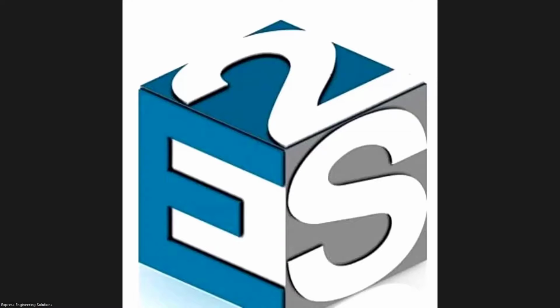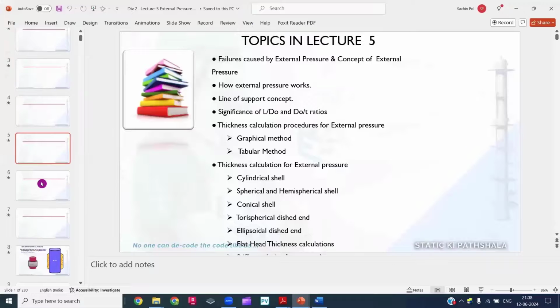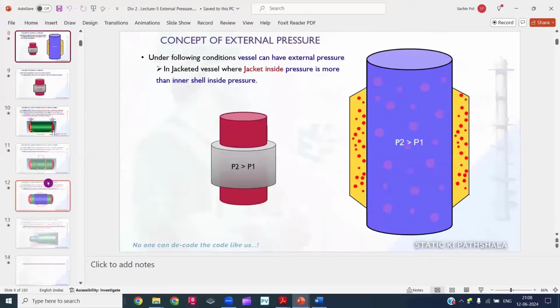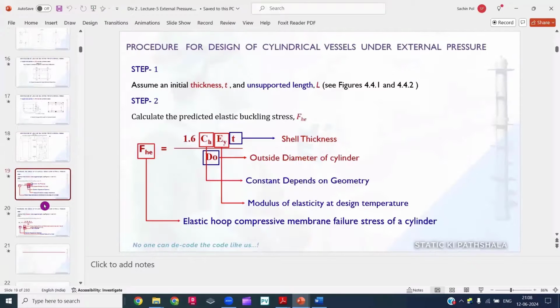So this is not just sessions or videos or lectures where you just have some glimpses of the knowledge. Rather, each and every step you are going to see in much detail in all the calculations. Just for an example, in Division 2, a simple thing, what we can call external pressure calculations. In external pressure calculation, you can see all the details we have covered. All the procedures have been very nicely and in detail covered over there.